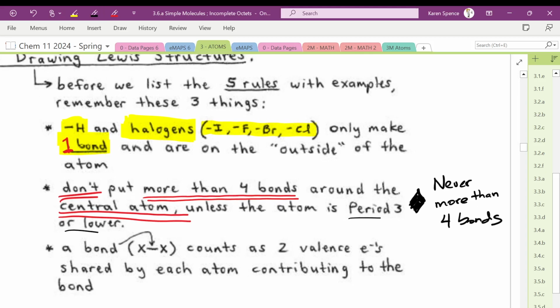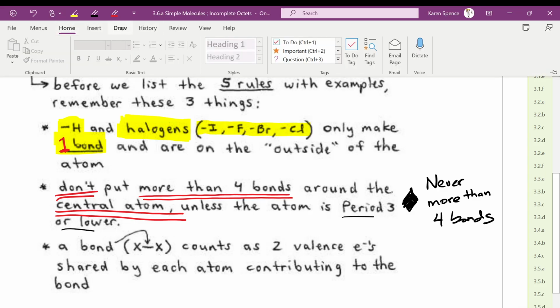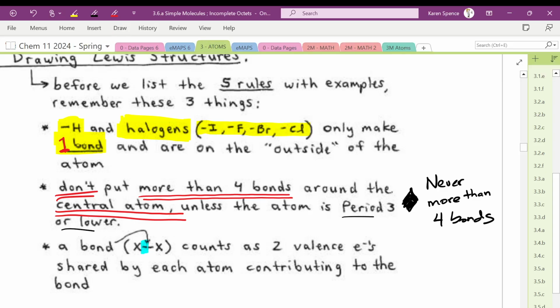How many electrons are in one bond? 2 electrons. Okay, so if we have one bond, a bond has 2 electrons, and they're shared by each atom.